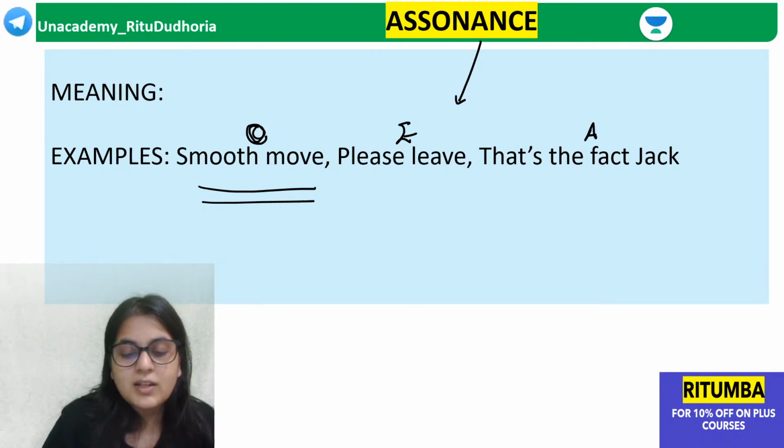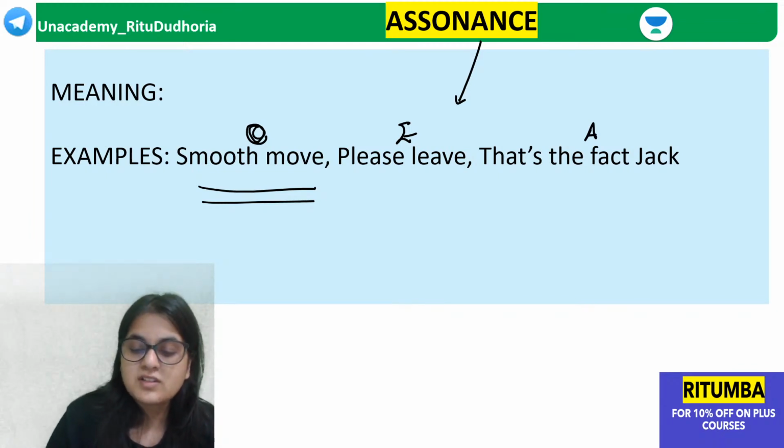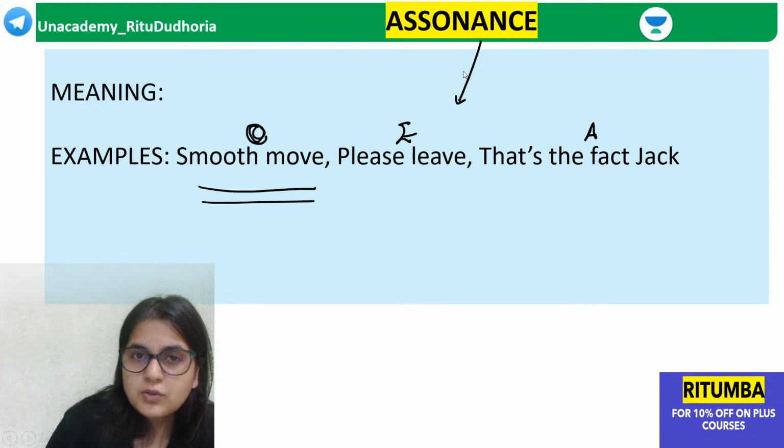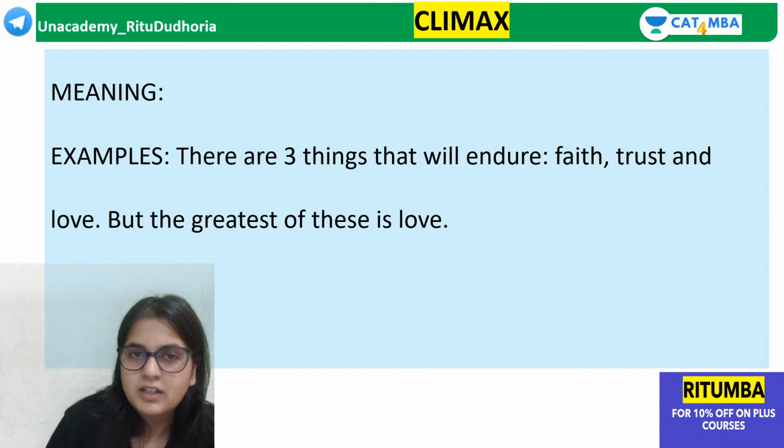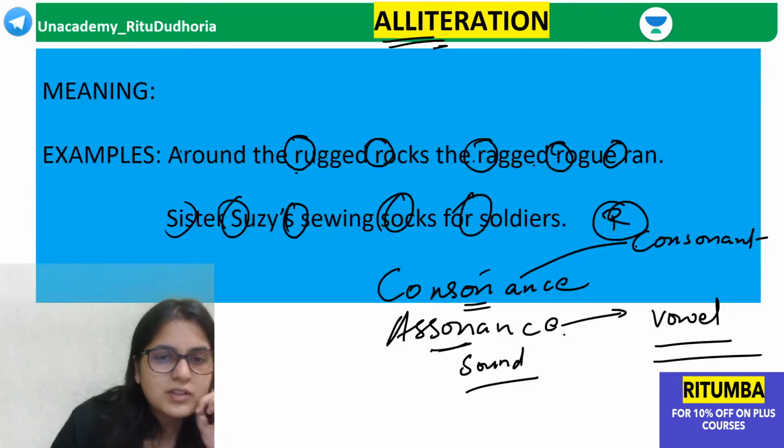So consonance is repetition of consonant sounds. Assonance is repetition of vowel sounds. Clear everyone? Yes or no? Basically focus on the word sound here. Sound means sound. A means vowel, remember that, con means consonants, remember that. Clear? Okay, come on. Let's go to the next one.